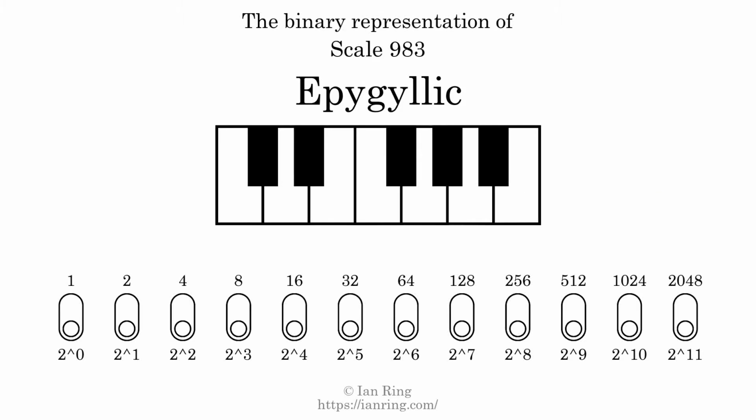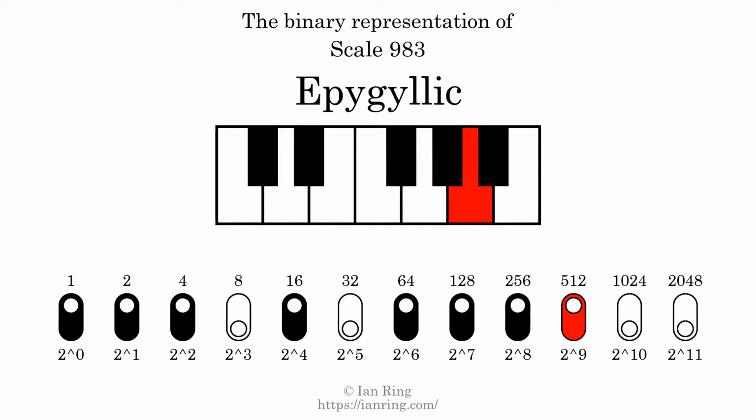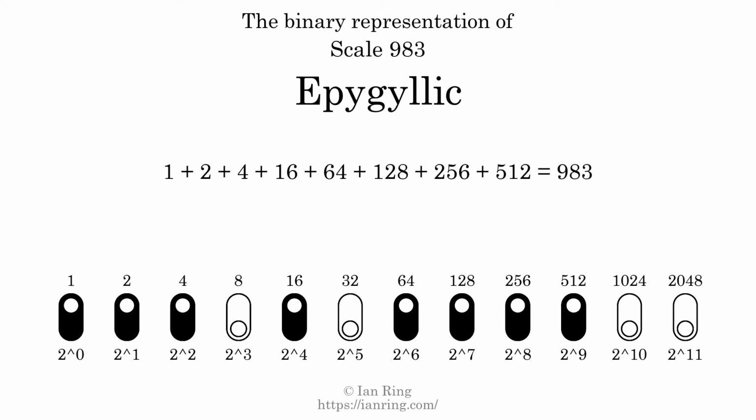The binary representation of this scale is determined by mapping tones of the scale to binary digits. Each binary digit represents a power of 2. To get the scale number, we add the powers of 2 together. The powers of 2 that are present in the scale, all added together, equals 983. That is why the scale number, in decimal, is 983.